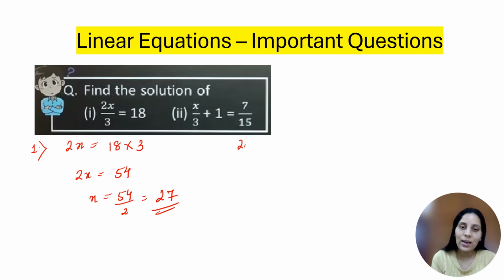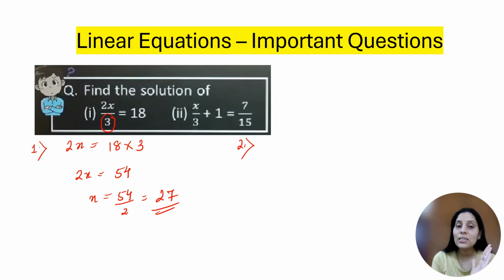Next one, x by 3 plus 1 equal to 7 by 15. Most of the students I've seen directly transfer 3 to the other side, which is very wrong. I'll tell you why. Here, 3 is only for x and not for the whole left hand side. Only if it is for the whole side can you transfer. Like in the first question, this 3 belongs to all the terms on the left side, so I directly transferred it to the right side.